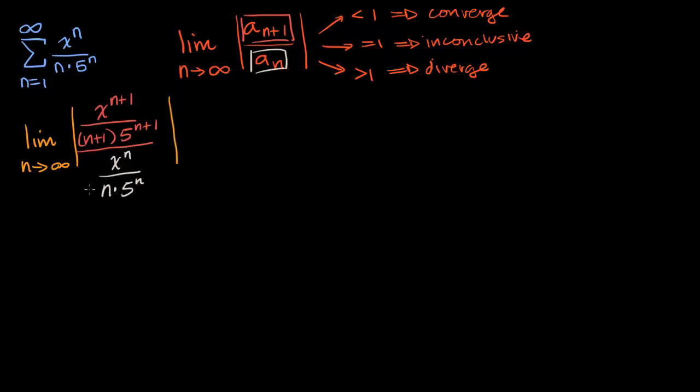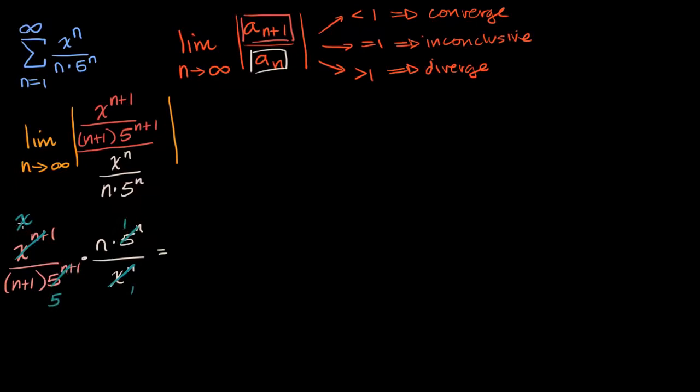Now let me simplify this down here. So this is the same thing as x to the n plus 1 over n plus 1 times 5 to the n plus 1 times the reciprocal of this. So it's going to be n times 5 to the n over x to the n. And we could simplify this. You divide numerator and denominator by x to the n, you're left with just an x. And then divide numerator and denominator by 5 to the n. That's a 1, this is a 1, and then 5 to the n plus 1 divided by 5 to the n is just going to be a 5.